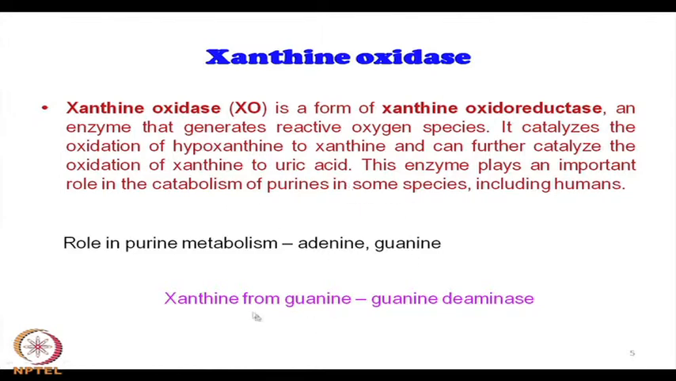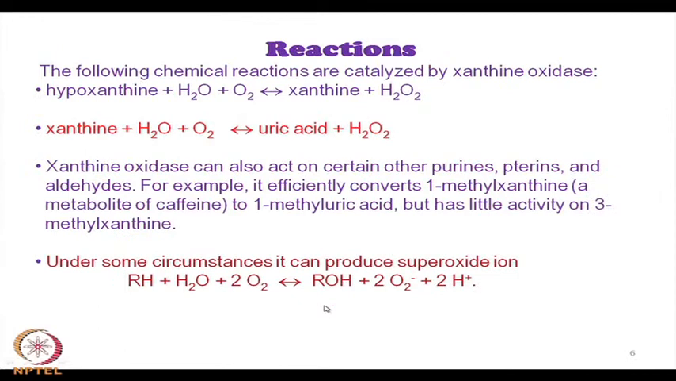So, in this particular case, how you get xanthine to guanine is the guanine deaminase reaction, but in this particular case we are not talking about guanine deaminase. We will just concentrate our attention on how your xanthine molecule is getting converted to your uric acid molecule. So, these are the several reactions that we can have.